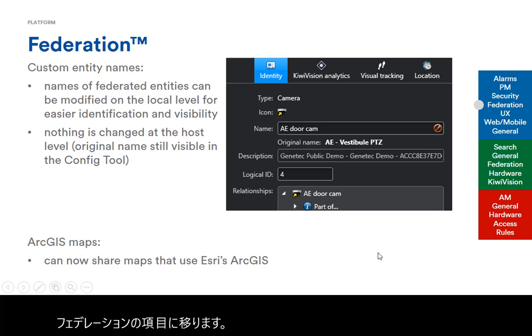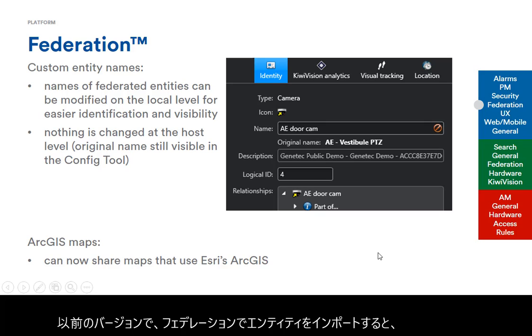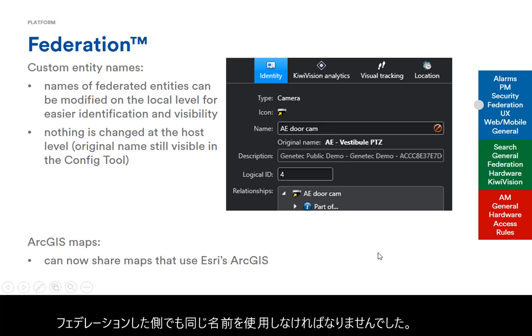Okay, so moving on to our federation section, we have a few nice things here that we've added, one of them being custom entity names. So previously when we imported a list of entities from our federation system into our system, we had the same names that we had on both sides, and there's nothing we could do about that.